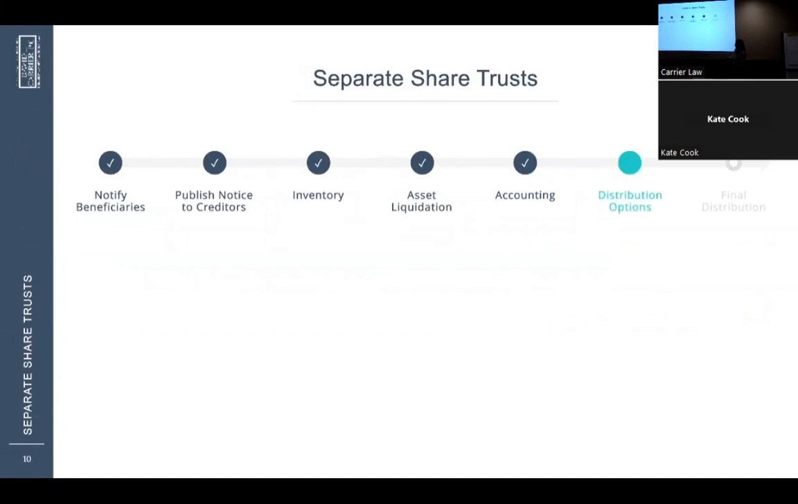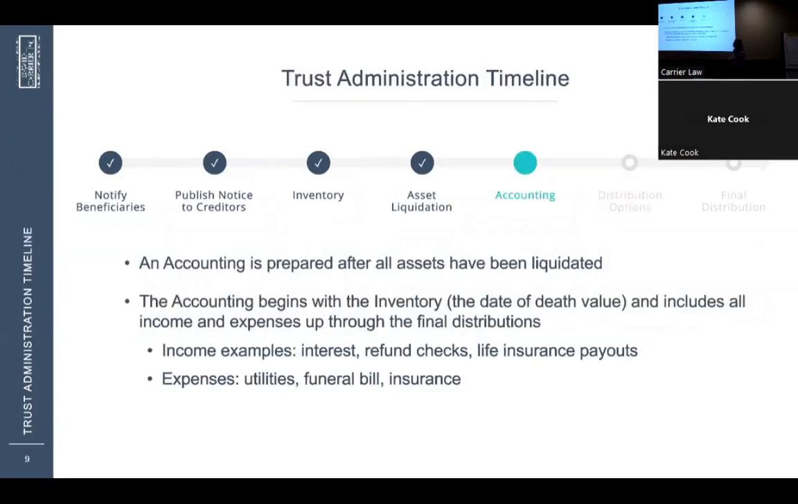Some examples of income on an inventory, of course, would be everything that's been liquidated. So that would include life insurance policies that have been cashed out, IRAs that have been cashed out or rolled over, bank accounts that have been cashed out, consolidated. Expenses are typically going to be anything that relates to the upkeep of real property. So that's typically going to be utilities, keeping the lights on, keeping the insurance paid, any funeral expenses.